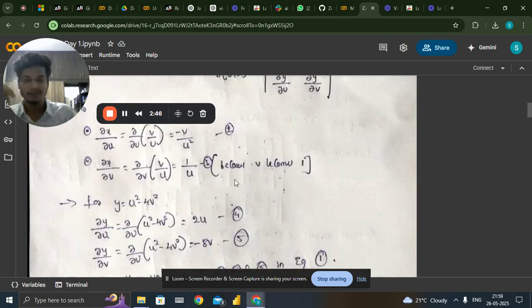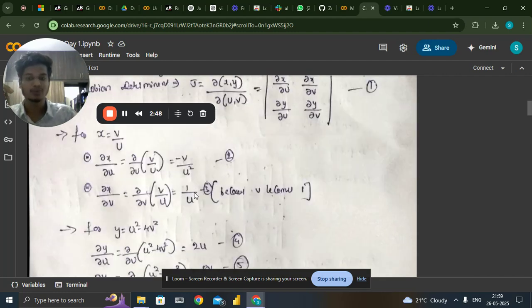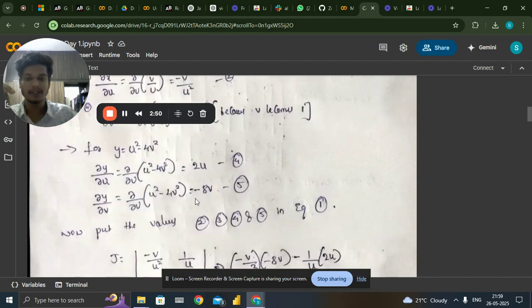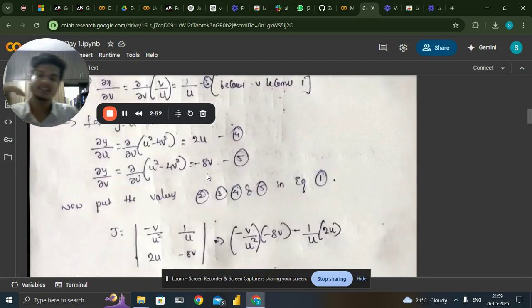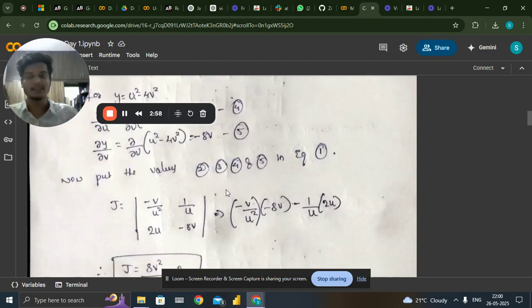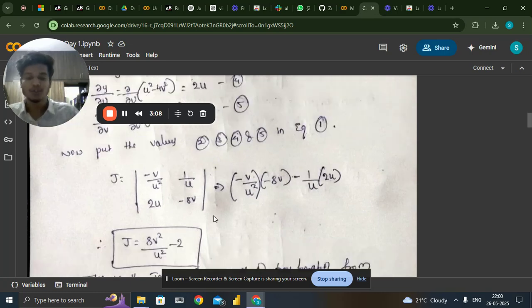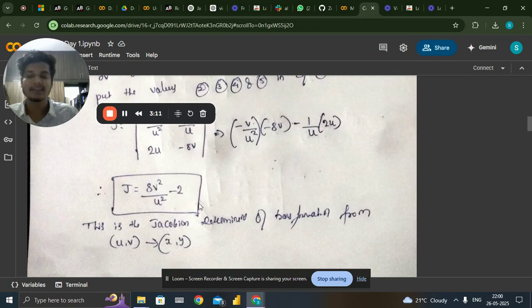Now we have the four values: minus v by u square, 1 by u, 2u, and minus 8v. We take these values and put them in the formula as given, J equal to the determinant: minus v by u square into minus 8v minus 1 by u into 2u. So the final answer is 8v square by u square minus 2. This is the Jacobian determinant of the transformation.